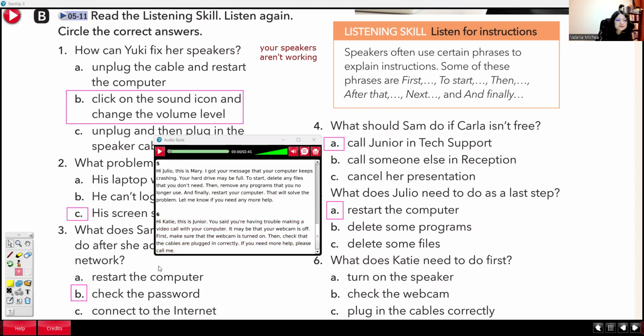Okay, we got it. Let me relaunch and read the question so we can know what it is about. So what does Katie need to do first? She needs to turn on the speaker, she needs to check the webcam, or she needs to plug in the cables correctly. What do you think?